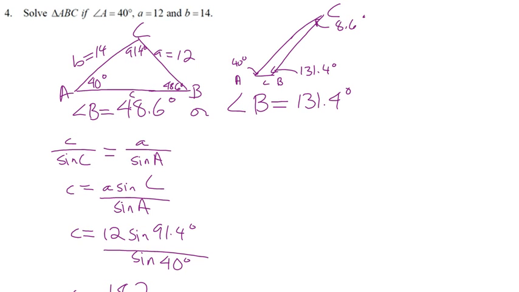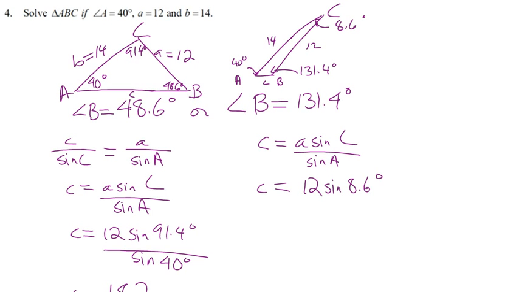Okay, we want to work out little c. We're going to do the same thing here, right? So little c is equal to a sine C over sine A. a was 12 and b was 14. So 12 sine 8.6 degrees over sine 40 degrees. Now, seeing as this is the smallest angle by far, then that side little c is going to be the smallest side, right? And it should be substantially smaller than the 14 or the 12.